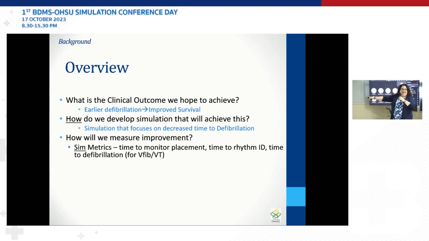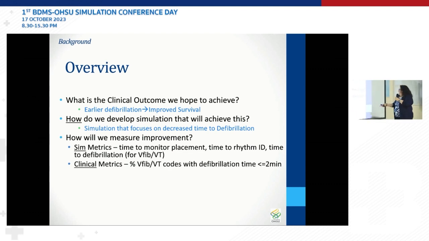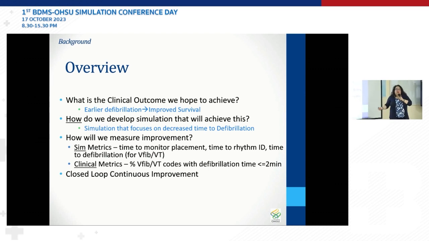So in simulation, metrics were time to monitor placement, time to rhythm ID, time to defib. And then our clinical metrics include the percent of VFib VT codes where the defibrillation time was less than 2 minutes. And that's something now that the hospital Code Blue team has in a dashboard, right? It literally is included on a regular basis, every month, every quarter.